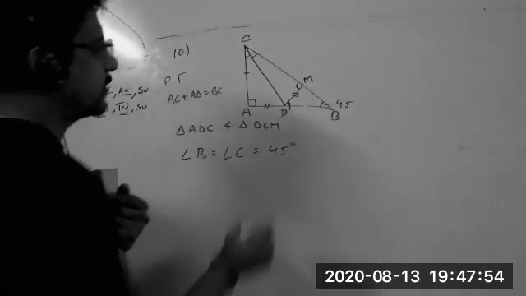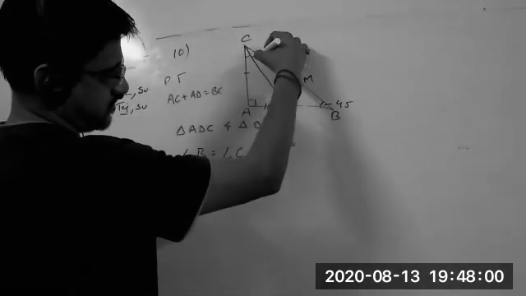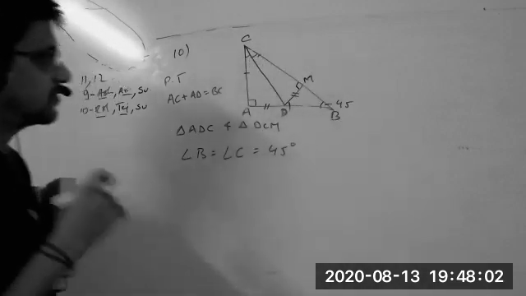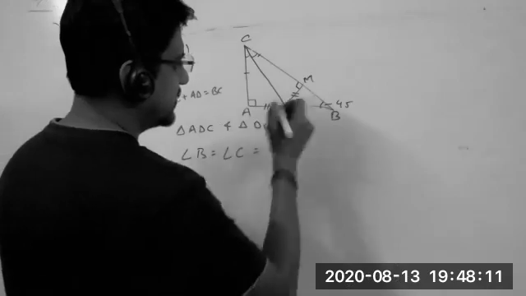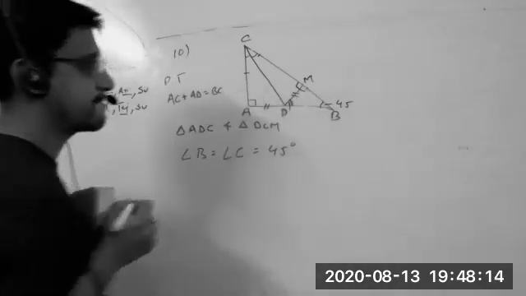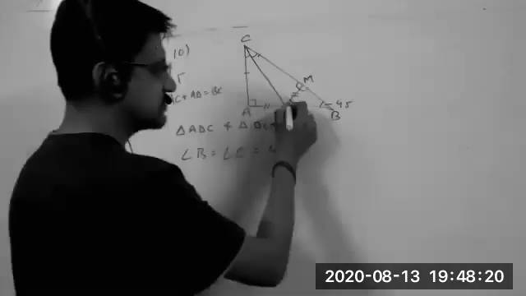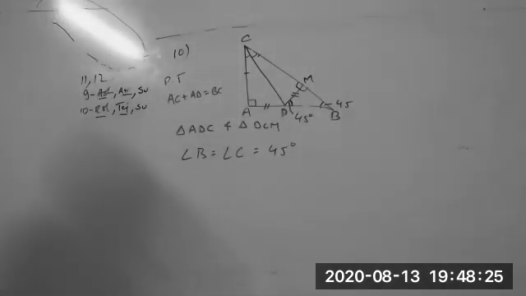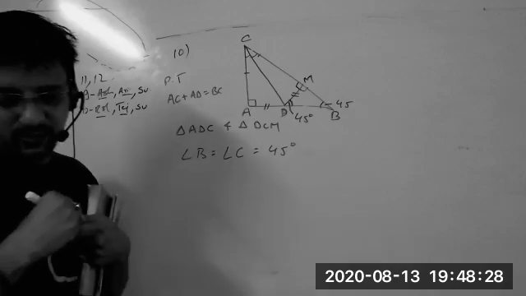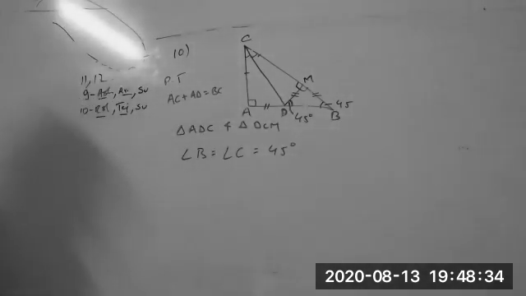Now this is also 45. What is this angle? We have this is 45, this is 90. What is this angle? 180 minus 90 plus 45, that is 45. Isn't it? So this is 45, this is 45. So the angles in the triangle are equal, then the opposite sides are equal. So this is equal to this. Did you understand till this part?